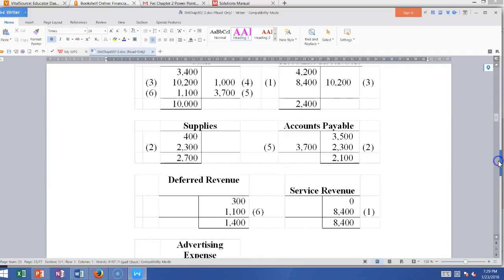When our accounts payable gets debited for $3,700, we were originally having amounts we owed people of $5,800. Now that we paid $3,700, we only owe people $2,100. Do you see how it went down? Yes? And our cash was credited for $3,700. Okay? Next.